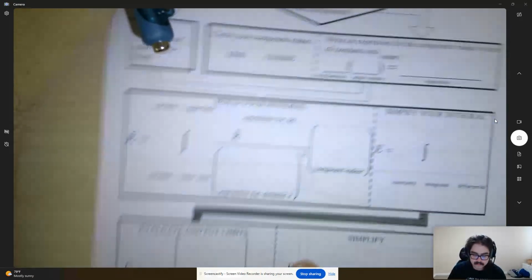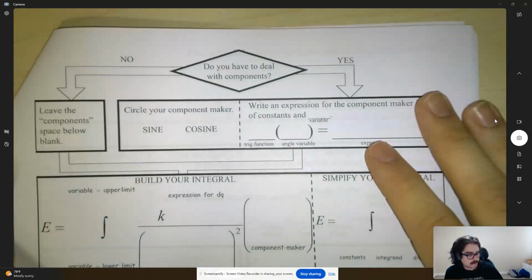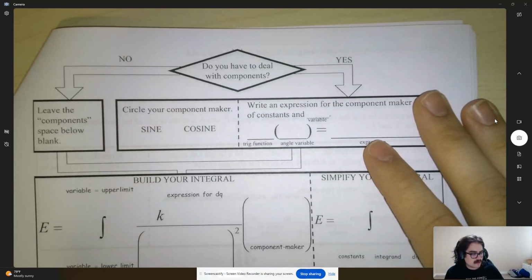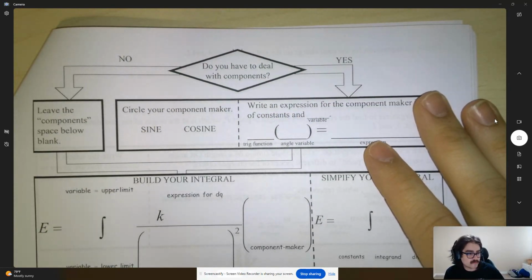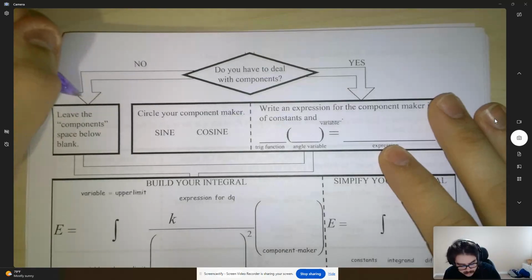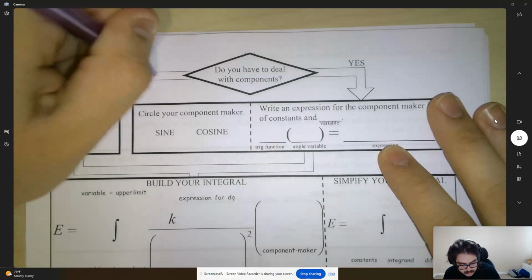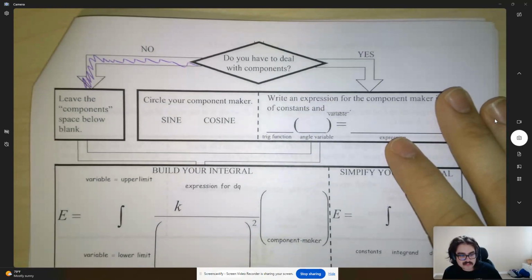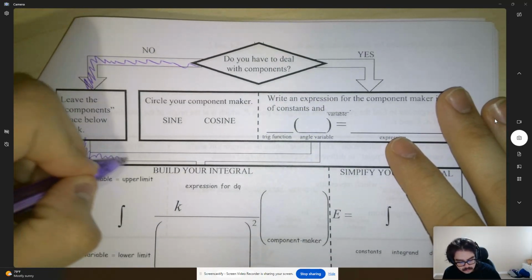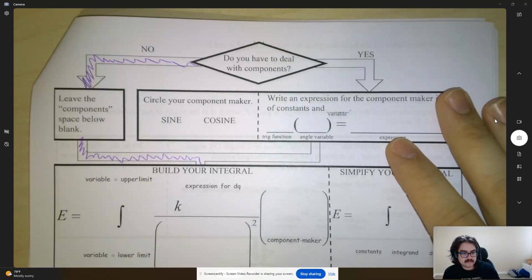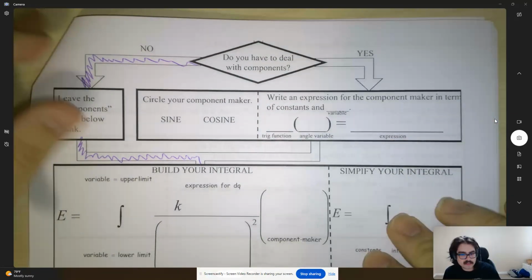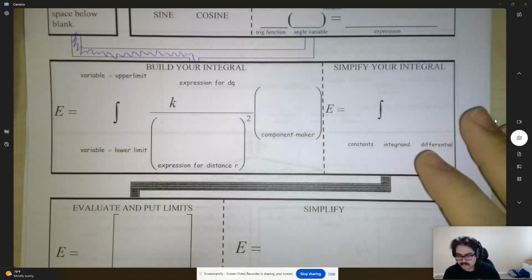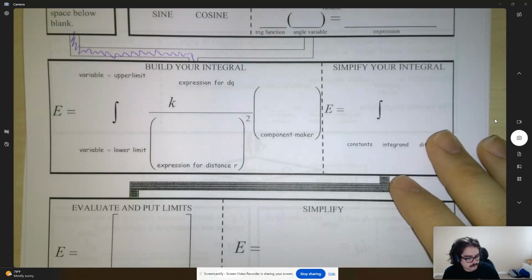Continuing on. Do we have to deal with components? Here's the best part about the rod: we do not have to deal with components. If the rod was vertical, we would have to deal with components, but it's not, so we don't have to deal with it. Awesome. We'll just leave components blank below, and I'm okay with that.